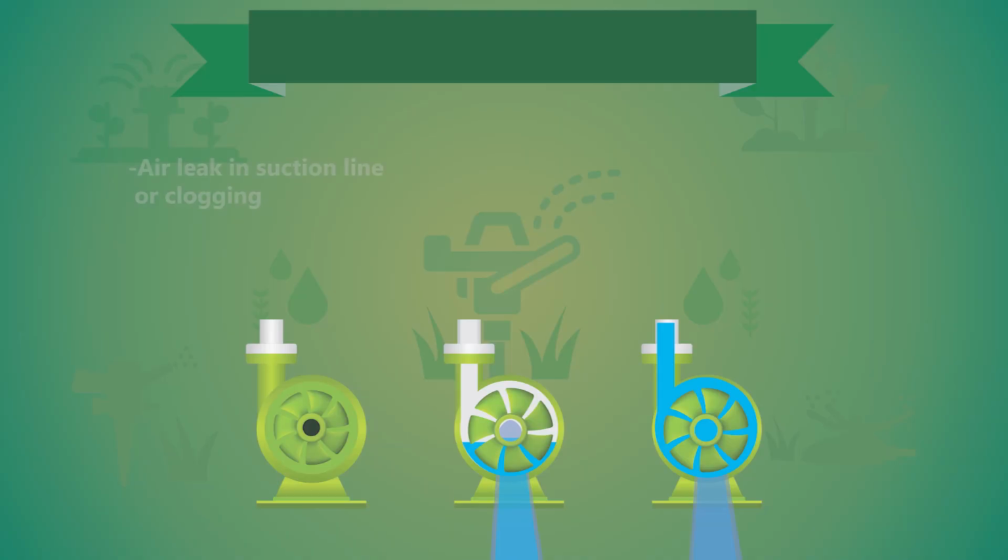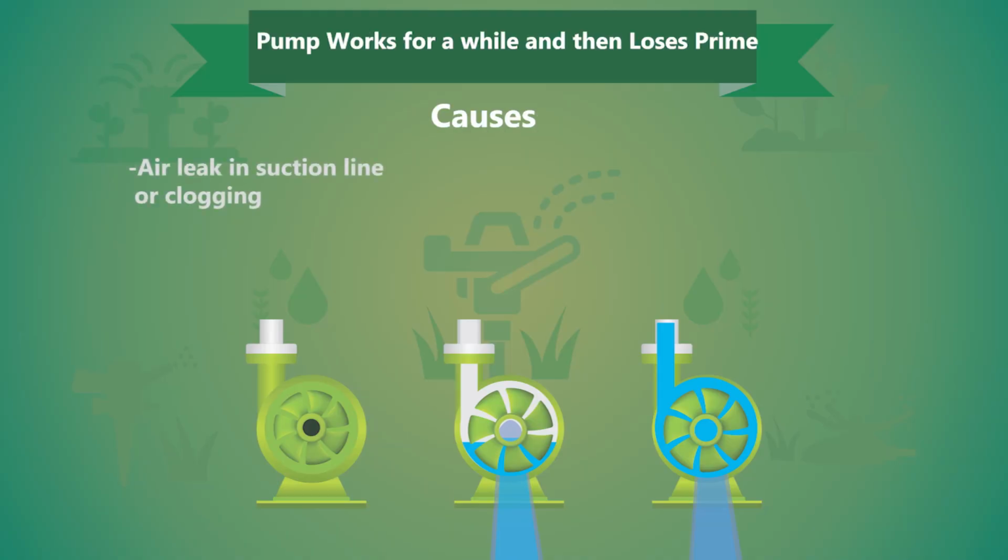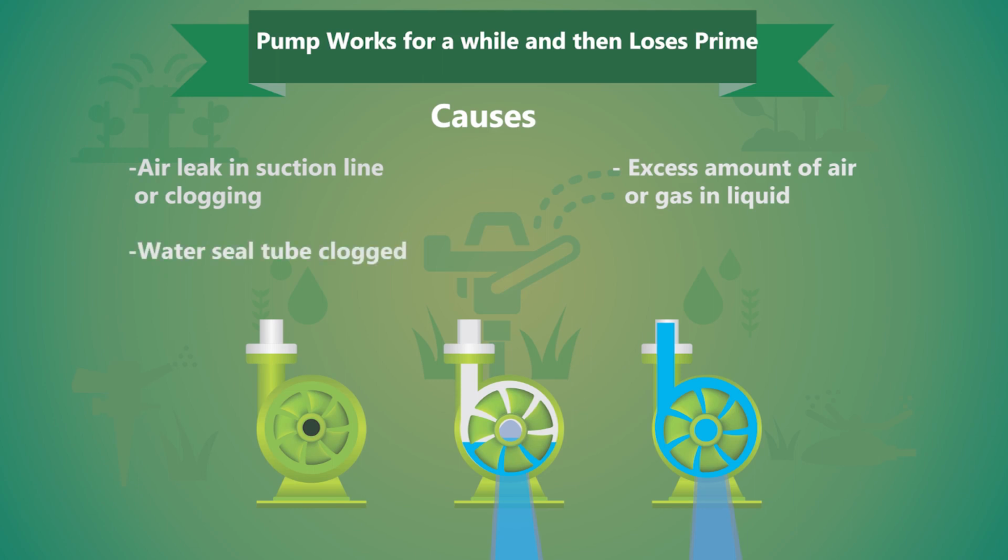So what are the other causes that might affect the pump? The pump works for a while and then loses the prime. The cause could be an air leak in the suction line or clogging, an excess amount of air or gas in the liquid, a clogged water seal tube, or insufficient submergence of the suction inlet.